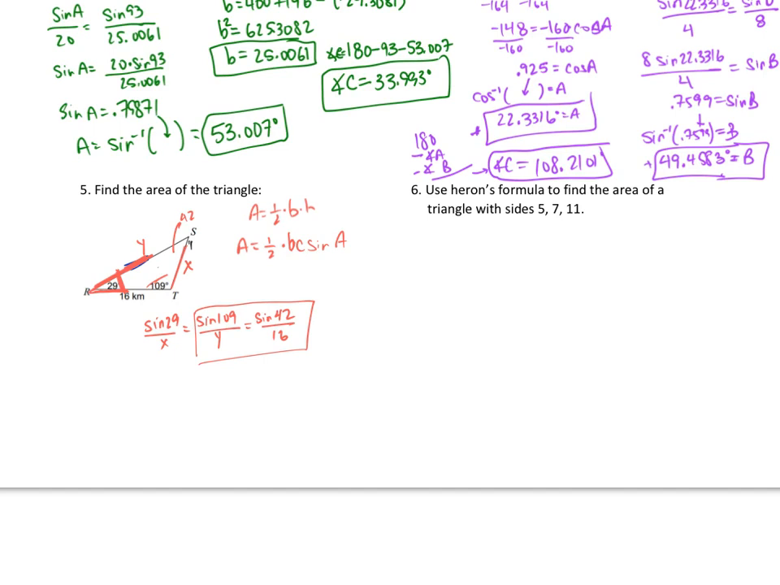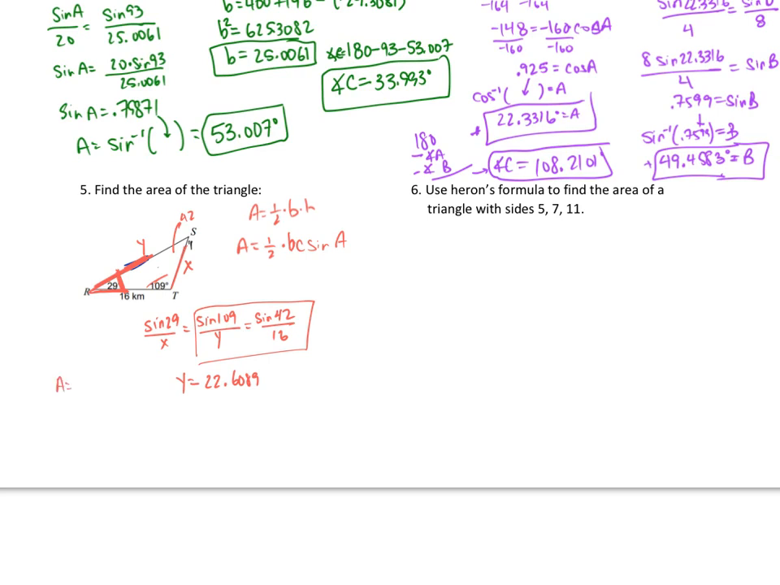Okay, so over here, I cross multiply and solve it. I get y equals 16 times the sine of 109, and then I'm going to take that answer and divide it by the sine of 42. And I end up with 22.6089 as y.